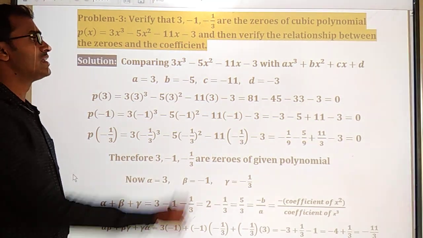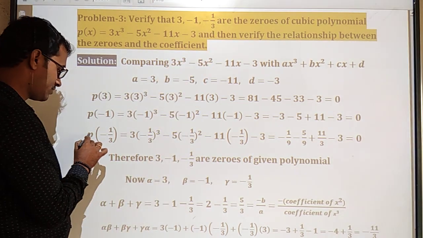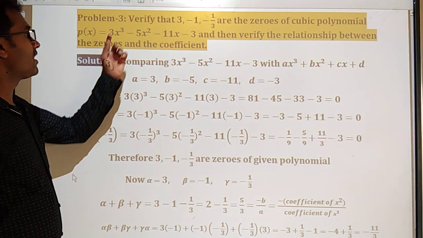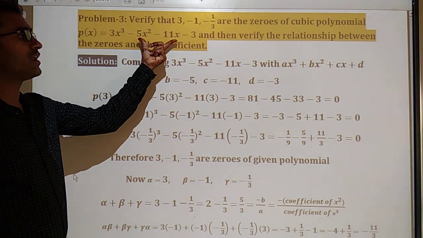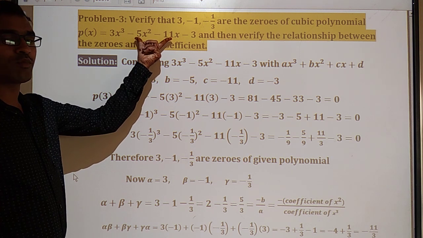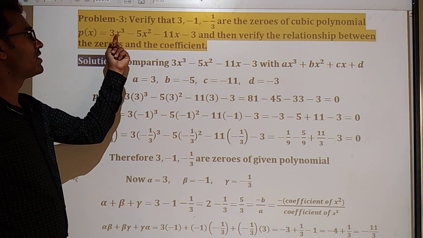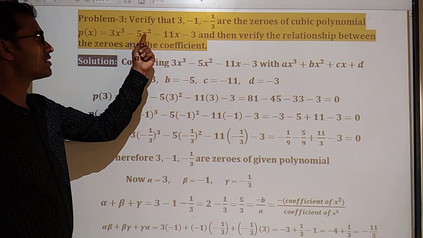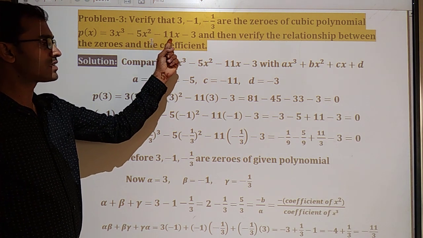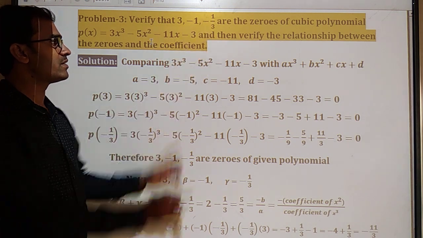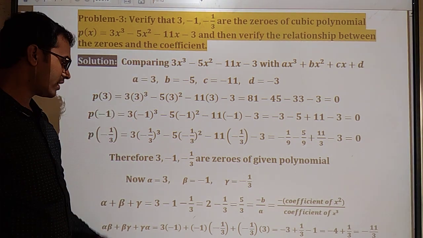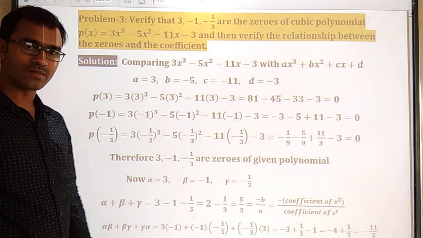And similarly, substitute x equal to minus 1 upon 3, P of minus 1 upon 3, in the given polynomial: minus 1 upon 3 whole cube, minus 5 as it is, x means minus 1 upon 3, minus 1 upon 3 whole square, minus 11 as it is, x means minus 1 upon 3. Substitute x equal to minus 1 upon 3 in this given polynomial.